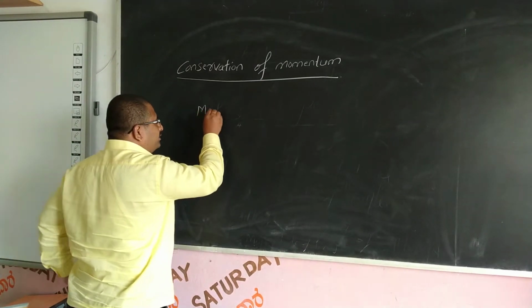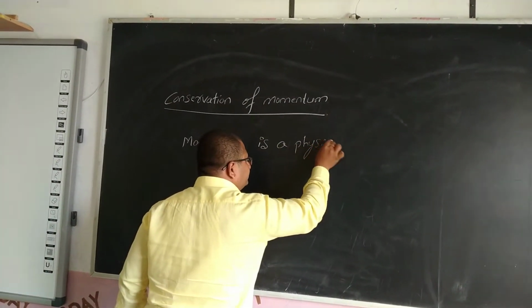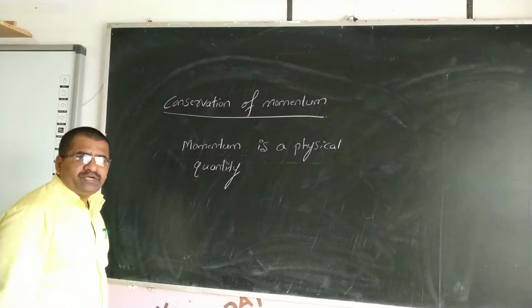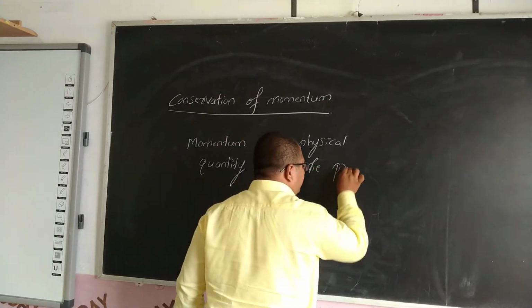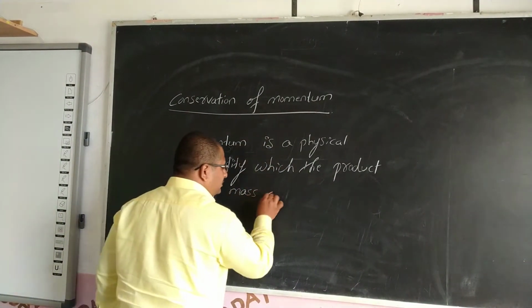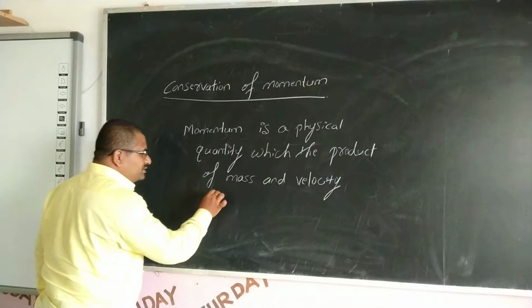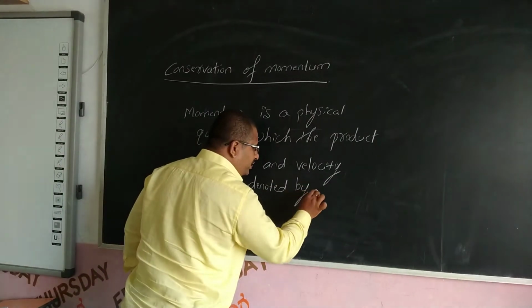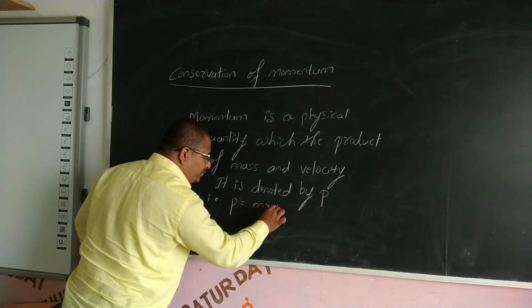Momentum is a physical quantity which is the product of mass and velocity, and this momentum is denoted by P. That means P is equal to m into v.